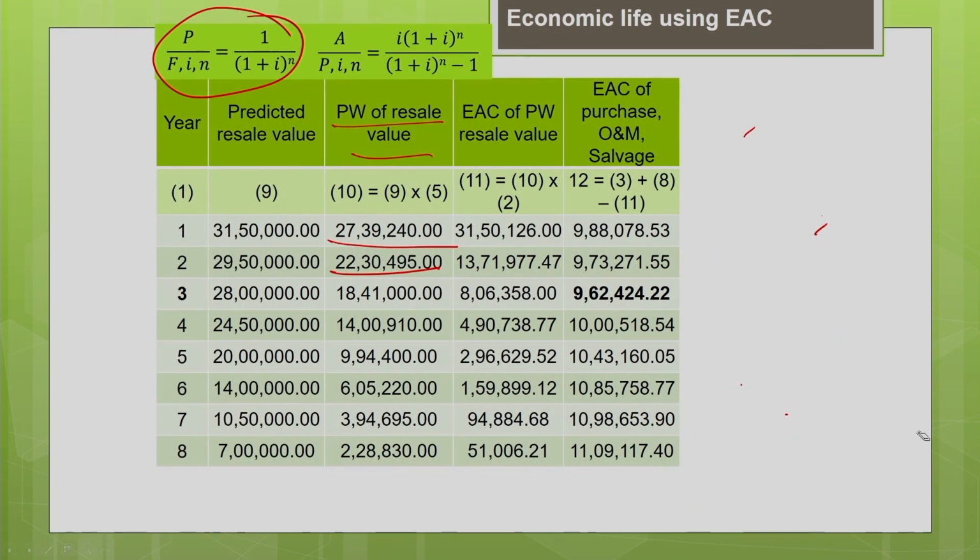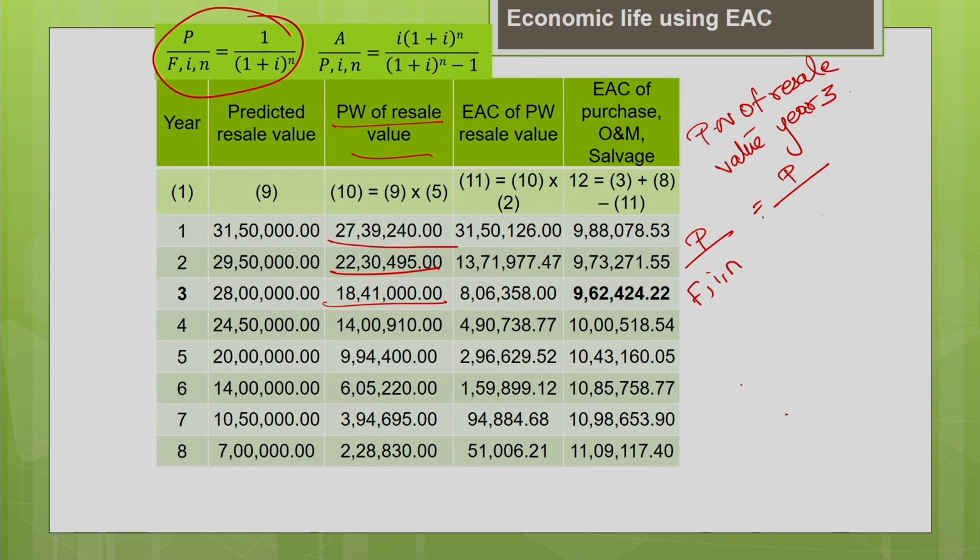Let us calculate for one more year so that you will have a better understanding. So, the present worth of resale value for year 3 is nothing but, okay. So, now you are going to find P for the known F, I, N. F is nothing but your resale value 28 lakh, interest rate is 0.15, N is 3 here.